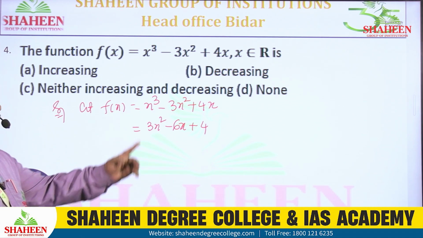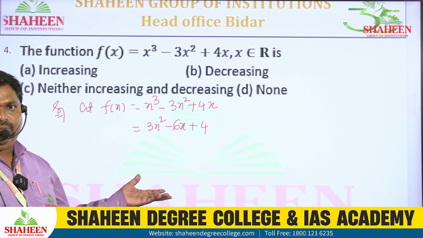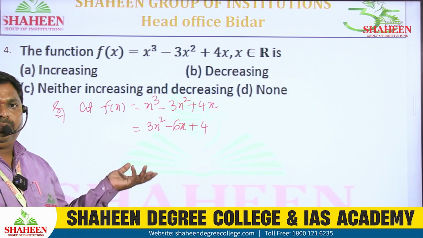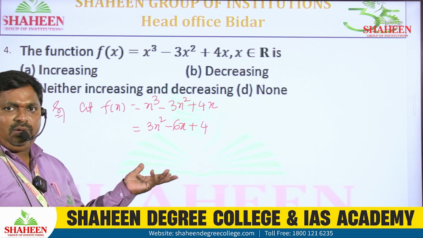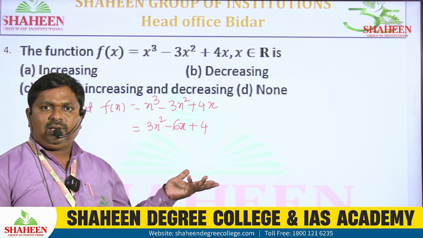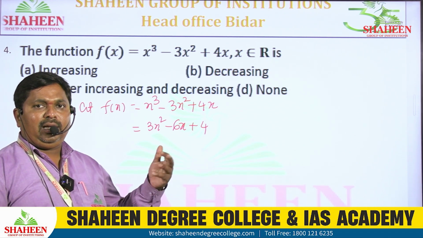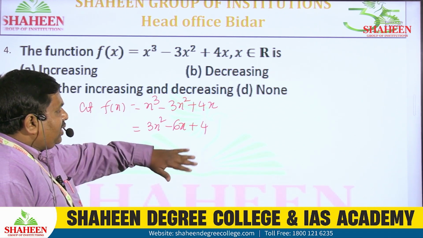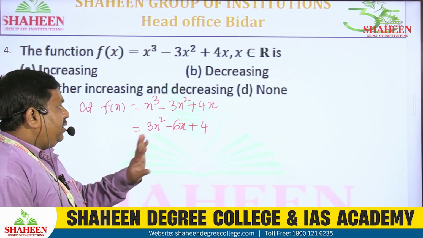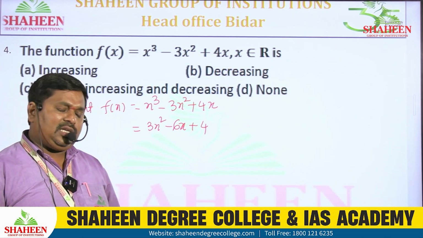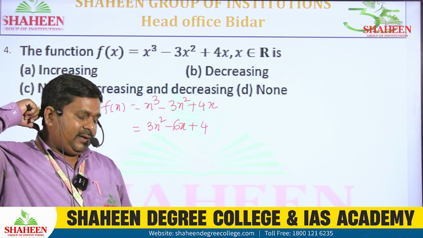Okay, we have given x belongs to R, and we are checking what its derivative is, whether we are getting positive or negative. If the derivative is positive, there exists a minimum value, and if it is negative, there exists a maximum value, or if the derivative is 0, then there is an extreme point existing here.